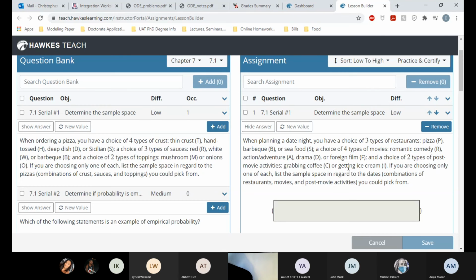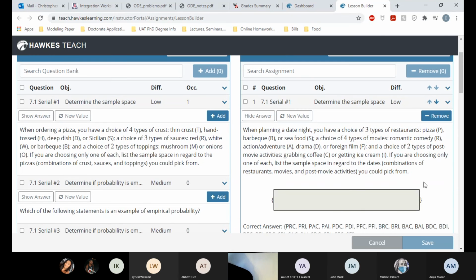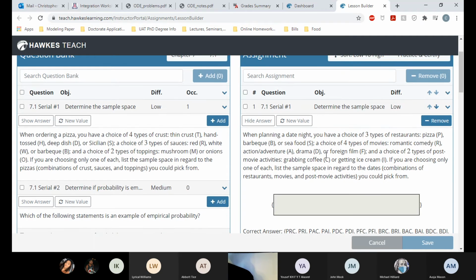Through some Hawks problems here on the left. Okay, so a combination you could pick for this problem would be like pizza restaurant, romantic comedy, so P, R, and then C for grabbing coffee. That would be one possible combination. And they want you to list all possible combinations.